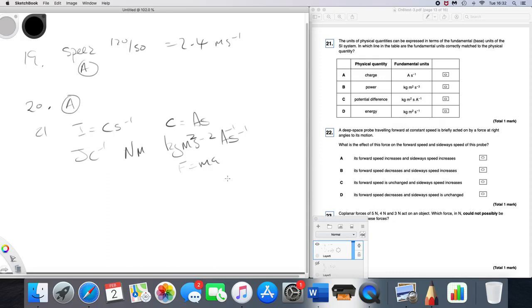Energy, well, force times distance would do that. So we've got kilograms meters per second squared times meters, kilograms meters squared per second squared. Well, again, not right. But we knew the answer was B, and obviously if we hadn't had that previous question, we'd have had to work it out. So that's why the others are not right.